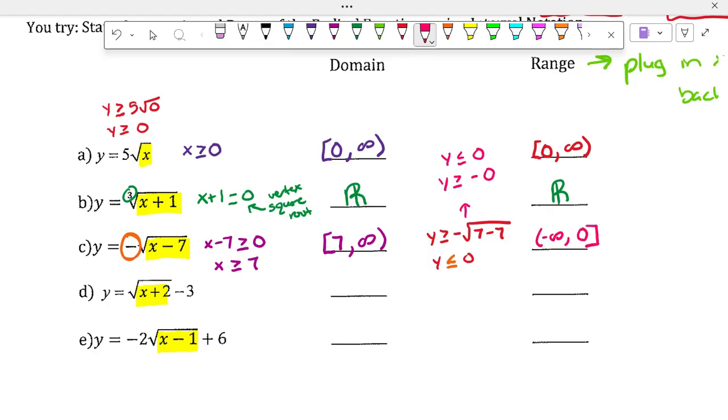But just something to note, if you see a negative in front of your square root, your range is going in the opposite direction. So negative in front of square root, range is going as y is less than some number, or from negative infinity to some number.